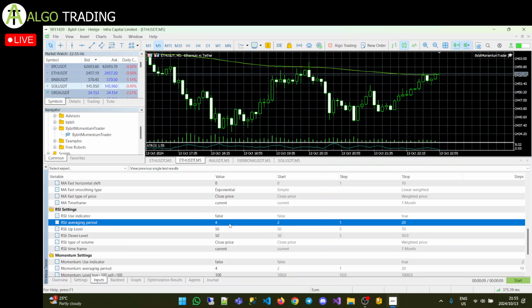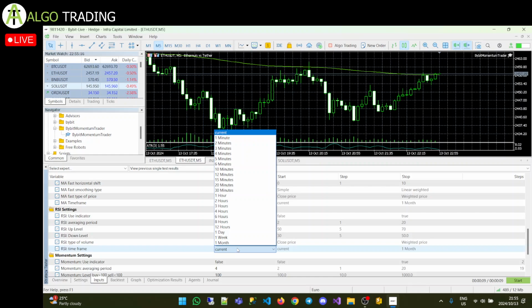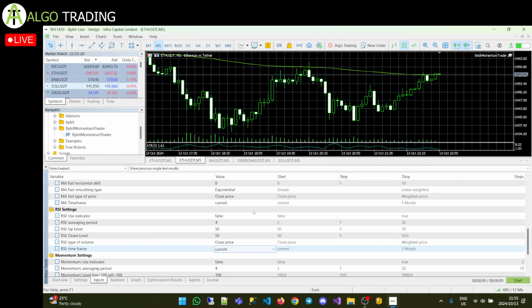And then you've got your period. So you could choose your 10 period, or your 14 period, the default. But you could choose your period. And also what's cool about MT5 is that you could actually look at an indicator on a different time frame to your current chart. So if you want to look at the hour time frame for RSI, but you want to trade a 5-minute chart, you're able to do that.